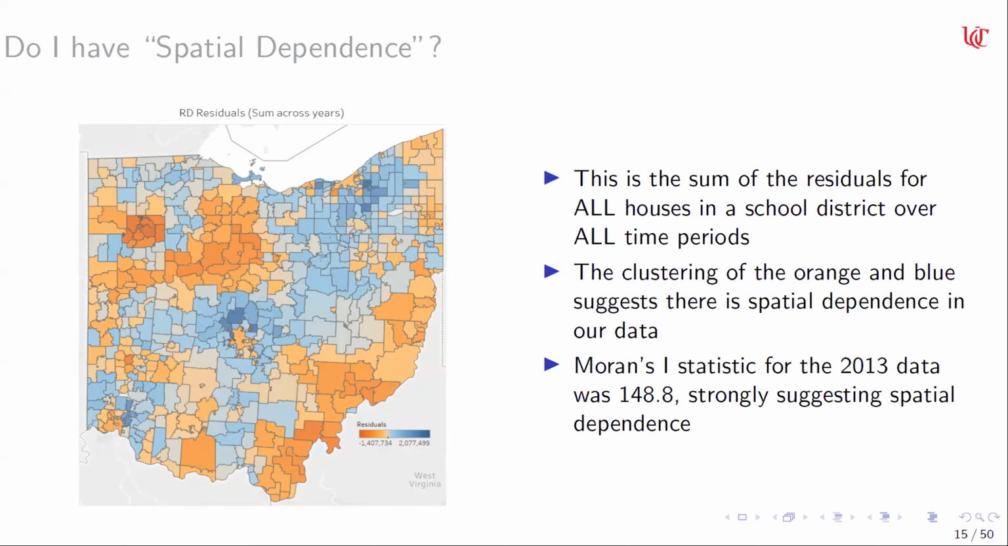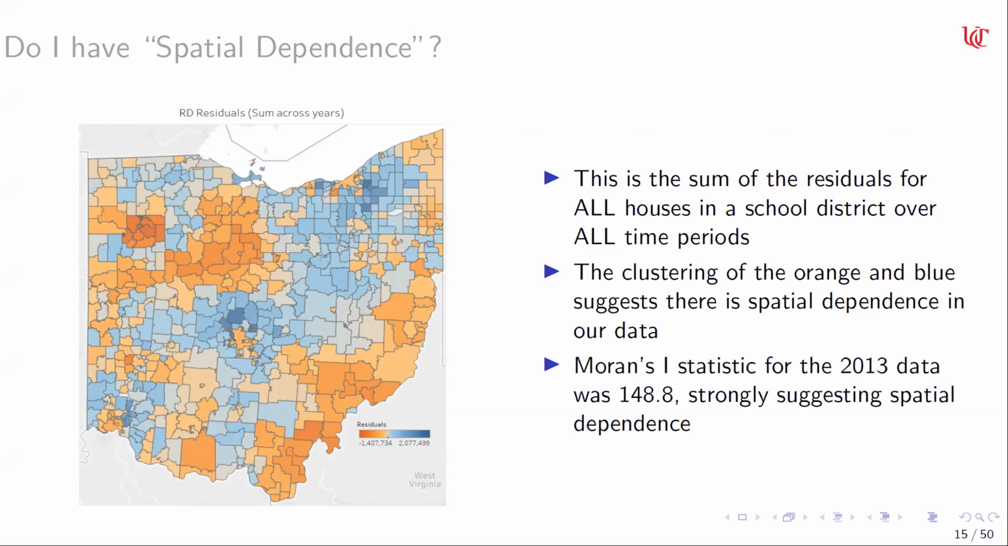So I plotted the residuals here in this map from our earlier regression. If there was no cross-sectional dependence, you would expect this to look like a checkerboard of orange and blue, where all of the orange is next to blue and all the blue is next to orange. They don't congregate together. And you can see here, the blue is around the larger cities here, Cincinnati, Columbus, and Cleveland. The orange is in the more rural areas. So we're overestimating house prices in rural areas and we're underestimating house prices in the cities.